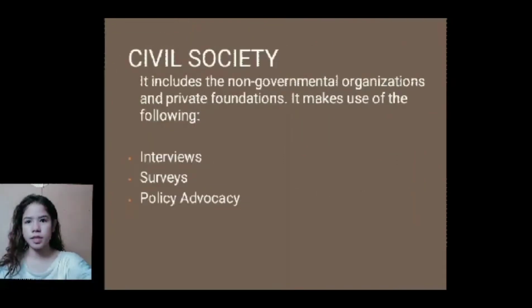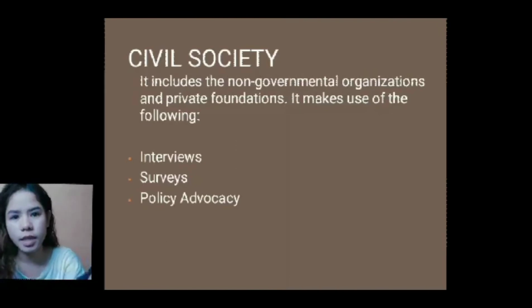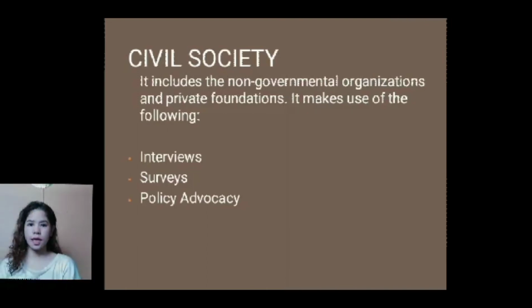Next naman is punta naman tayo sa civil society. Ano ba yung civil society? Civil society is the ecosystem that influences social change outside of the family, market, or government, often referred to as the space where we act for the common good. Civil society aims to connect poor or marginalized people with groups that can mobilize support to help.